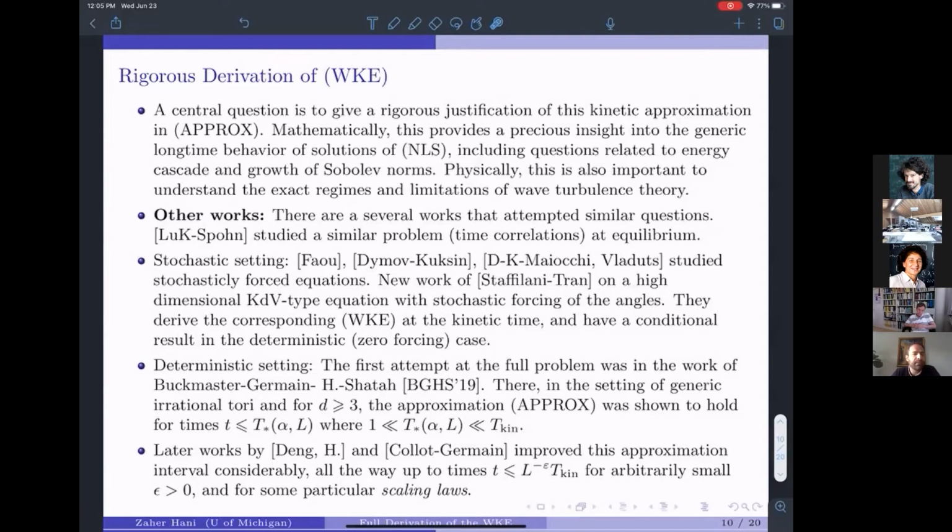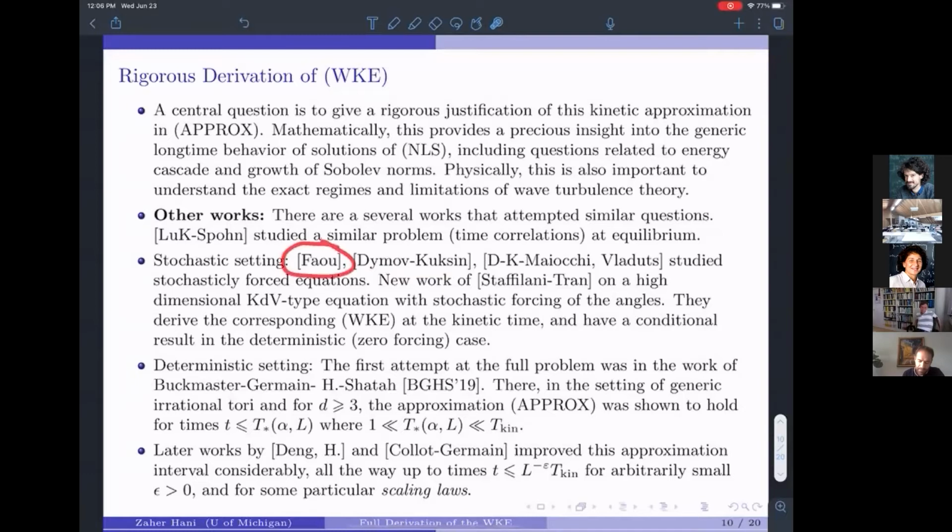Then you can split the later development into two settings, under two titles, if you like. So there's a stochastic setting in which you add a stochastic force to the equation. And so this is, for example, here there's work of Faou that considered a KdV type equation, and he was able to derive a linearized version of the kinetic equation. There's also works of Dymov and Kuksin.